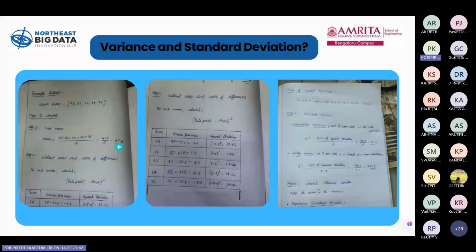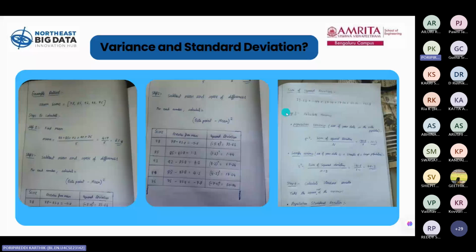The second step is to calculate the deviation from the mean. What we do here is take each individual score and subtract the mean. Here we get minus 5.8 as the deviation for 78 and 1.2 for 85. But since there are negative and positive values, we square the deviations and finally add the squares of the deviations. And then we calculate the variance.